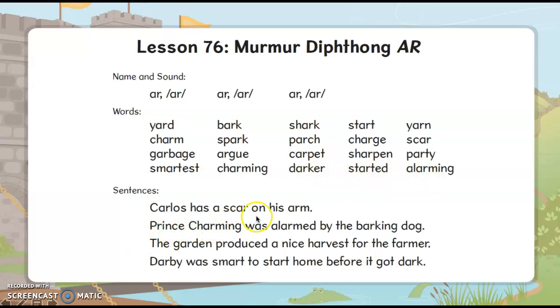Carlos has a scar on his arm. Prince Charming was alarmed by the barking dog. The garden produced a nice harvest for the farmer. Darby was smart to start home before it got dark. Remember that AR says R.